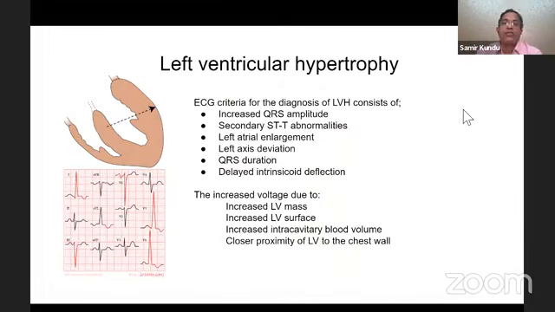Factors influencing QRS voltage. Number one is sex, race, body habitus, and technical factors. In people older than 35 years, the ECG QRS voltage gradually decreases, but in those less than 35 years, voltage may be high. In females, the QRS voltage is slightly lower than in males.